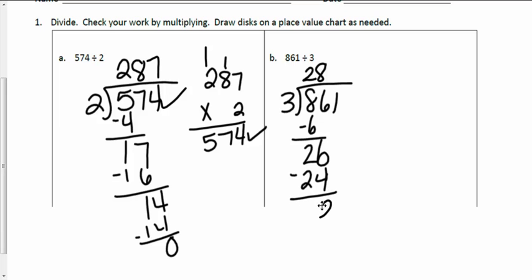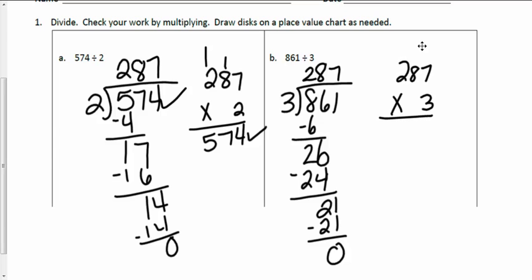Now when I subtract, I have 2. I'm going to add that to my 1, so now I've got 21 ones. Well, I know that 7 times 3 is exactly 21, so that leaves me with a remainder of 0. So let's check and see if we're correct. 287 times 3. 7 times 3 is 21. 8 times 3 is 24, plus 2 is 26. 2 times 3 is 6, plus 2 is 8. I have 861 and 861.